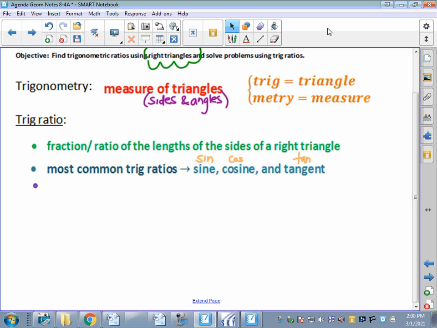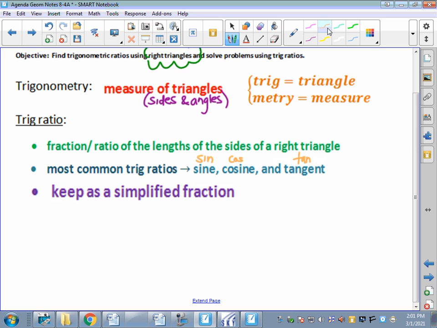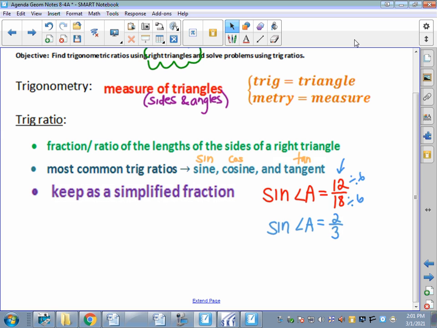And last but not least, of course, if we're talking about fractions or ratios, you need to have them simplified. It looks a little different this time. Let's say we've got something like the sine of angle A is equal to 12 over 18. It doesn't matter what 12 over 18 is equal to, sine of angle A, another ratio, whatever. We still need to simplify this 12 over 18. If I divide them both by 6, or let my calculator do that, my final answer would be sine of angle A equals 2/3. So we're still going to simplify those ratios.